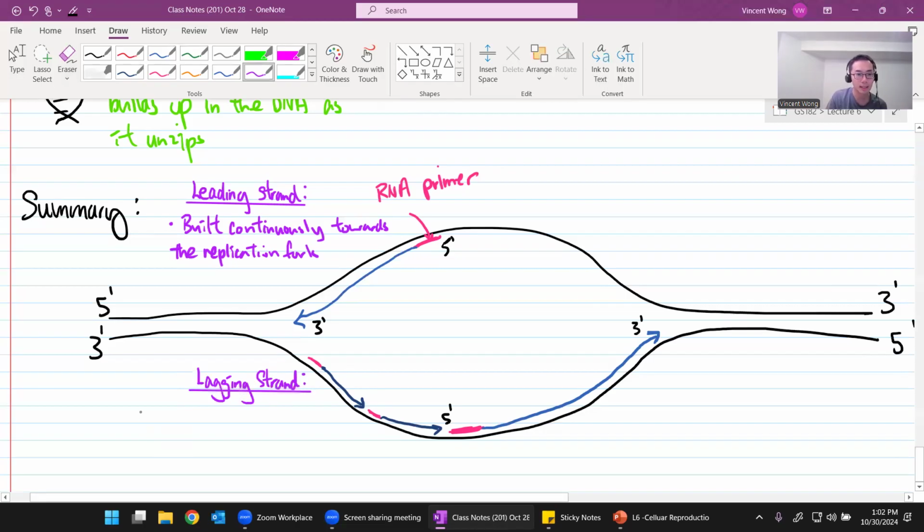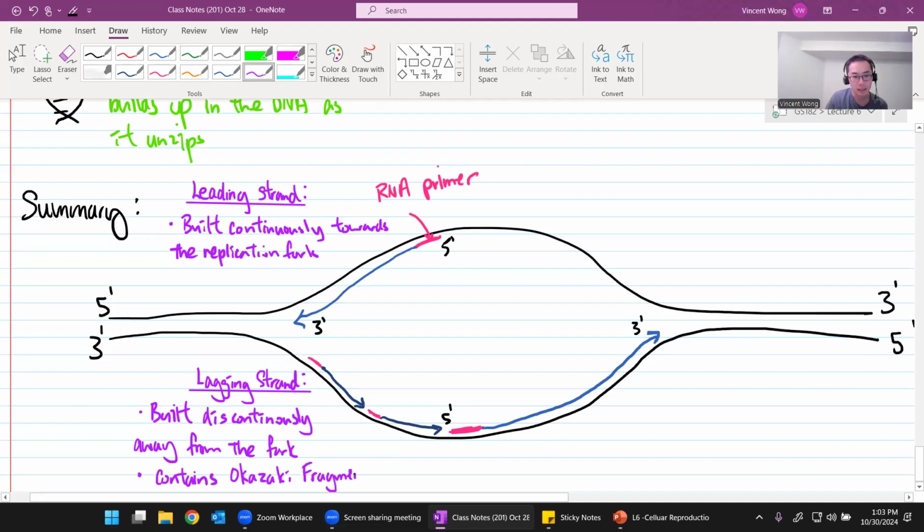Lagging strand. Okay? So it's built discontinuously. Is that even a word? Discontinuously, away from the fork. Okay. And the lagging strand contains Okazaki fragments. Okay, so that's an Okazaki fragment, Okazaki fragment.